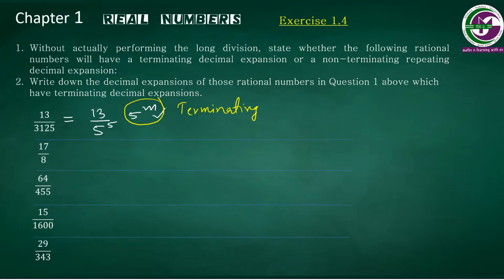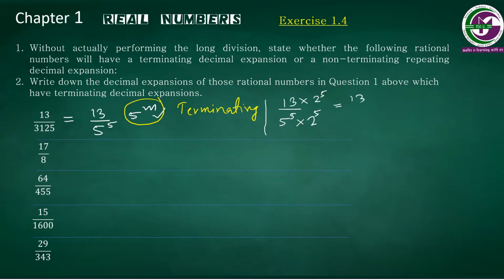To find the decimal expansion, it is very simple. You don't need to divide 13 by 3125. We'll make pairs of 2's and 5's in the denominator. So we have 13 divided by 5 to the power 5. There are five 5's, right? So we'll multiply the same number of 2's here, so 2 to the power 5. And you know that in a fraction you can multiply the denominator and numerator with the same number. So we'll multiply 2 raised to 5 in the numerator also, so the fraction won't change.